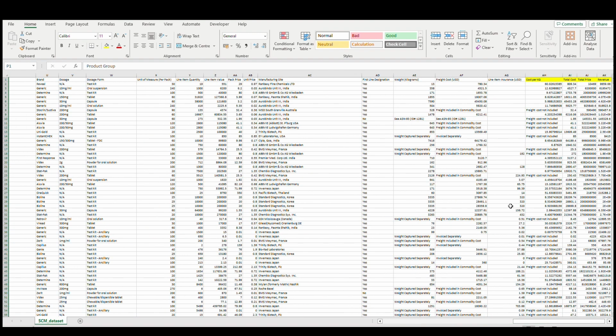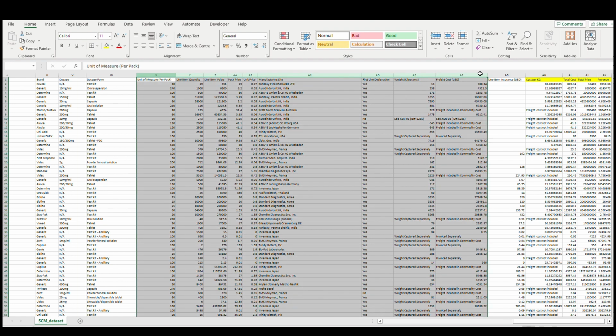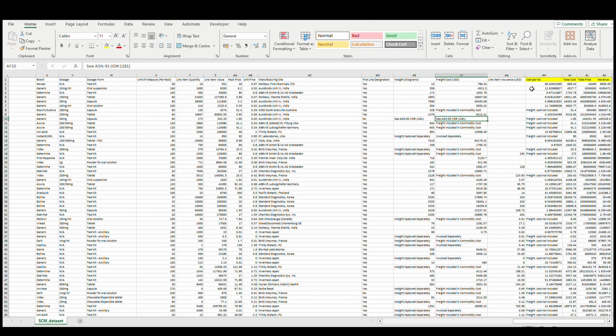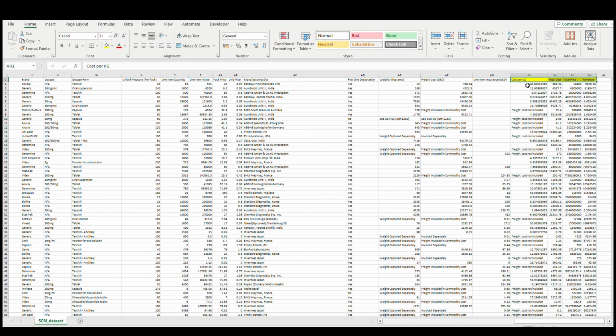So on this side we are seeing that here we have costs and prices. And I marked yellow these four columns. And let's start from the beginning.